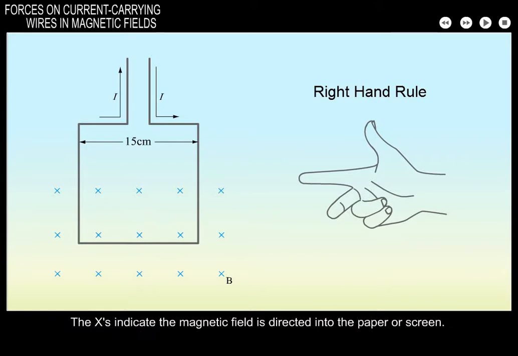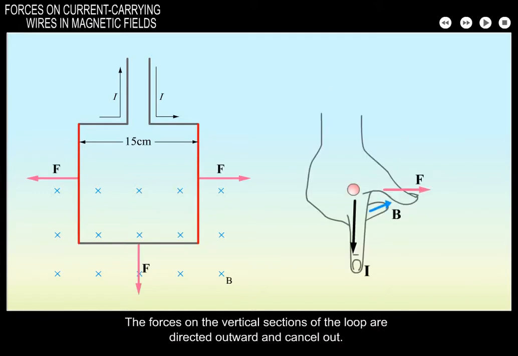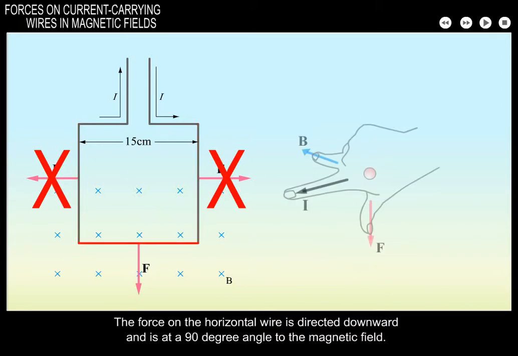The X's indicate the magnetic field is directed into the paper or screen. Dots indicate the field vectors are coming out of the page or screen. The forces on the vertical sections of the loop are directed outward and cancel out. The force on the horizontal wire is directed downward and is at a 90-degree angle to the magnetic field.